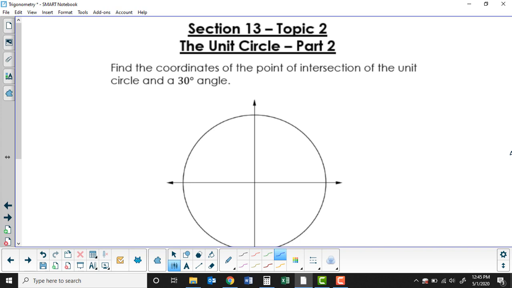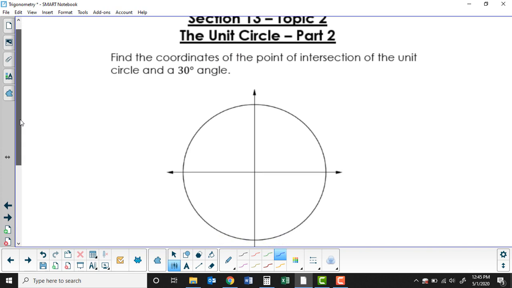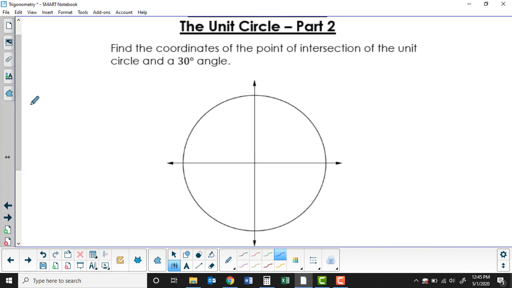All right, so somewhere on this unit circle, there's a point that a 30-degree angle will intersect with, and they're asking us what are the coordinates of that point. Now, this is actually not that bad. There's a few things that they do tell us. Since they said this is a 30-degree angle, that means this is a counterclockwise rotation.